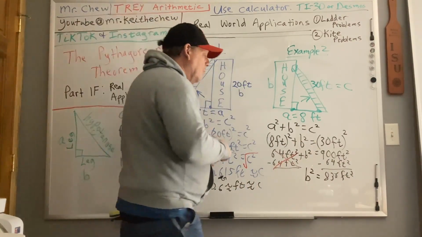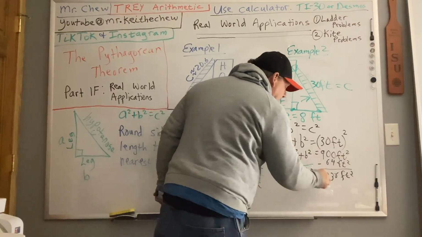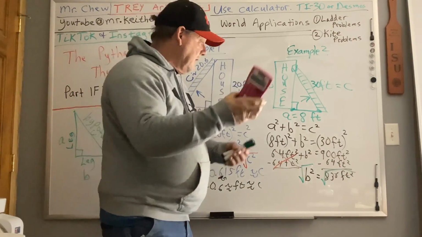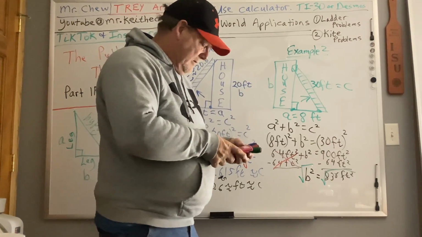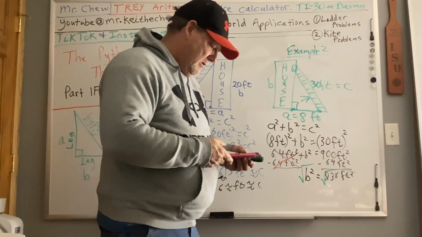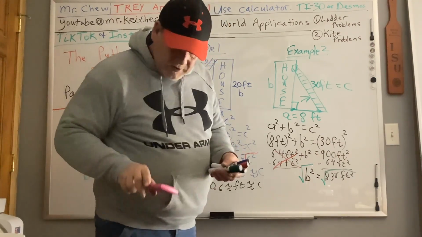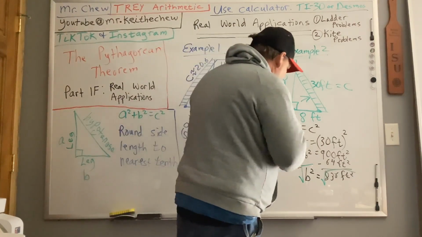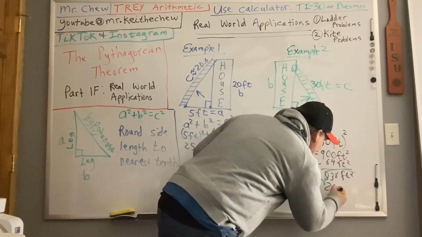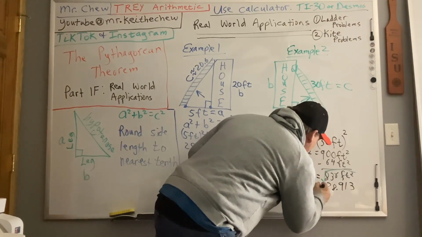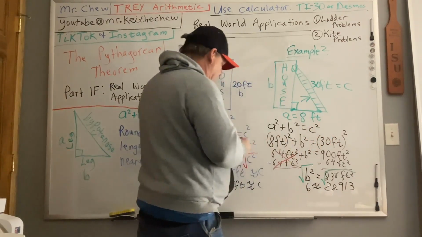I don't want b squared, I want b. So the way you undo a square is to take a square root. I take my calculator, second x squared, 836, and it's 28.913. And that's about what b is. That's why I put the two little curls there.